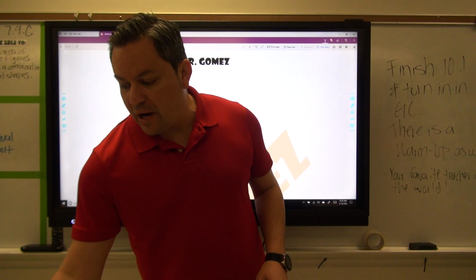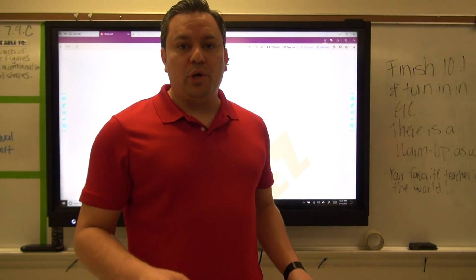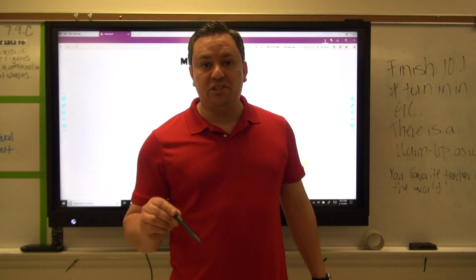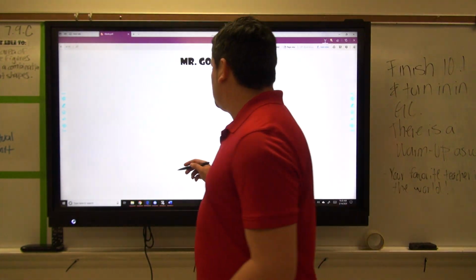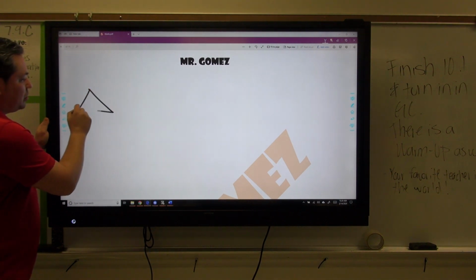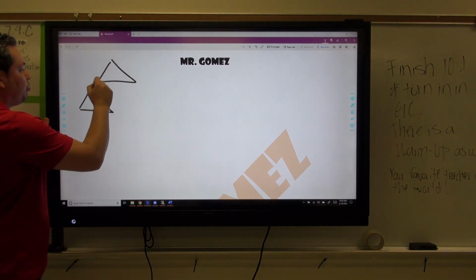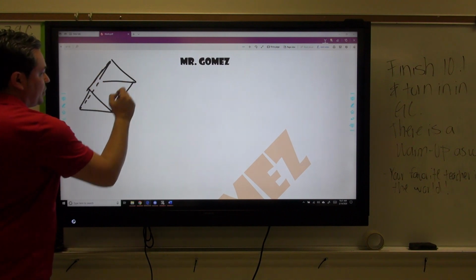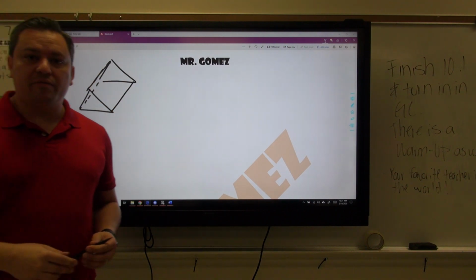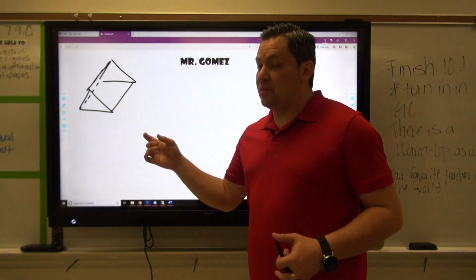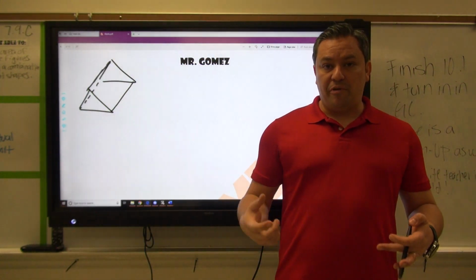Today we're going to talk about volume on prisms and pyramids. Specifically, today is going to be triangular prisms and pyramids. So, to start with, I'm going to do a triangular prism. Now, every time we talk about volume, we have different formulas. Okay? So the volume of a prism is different than the volume of a pyramid.